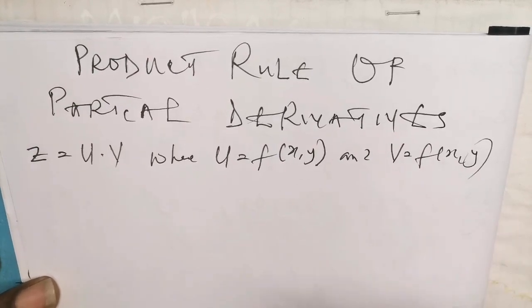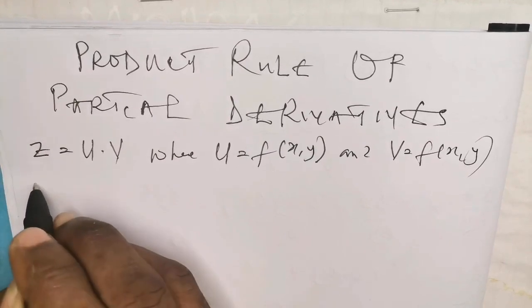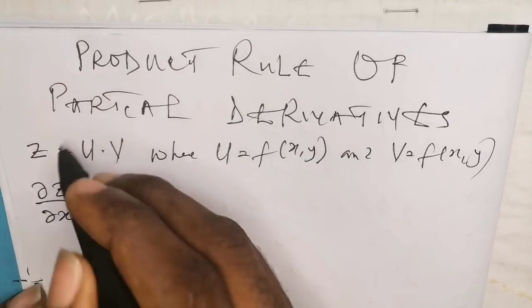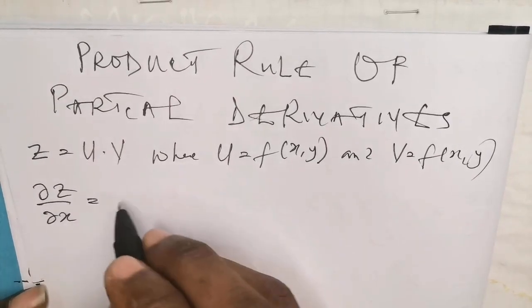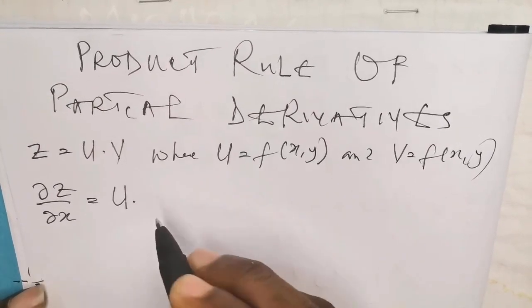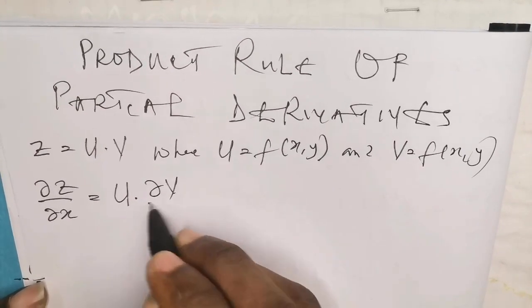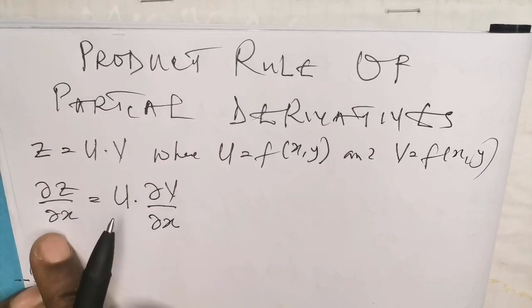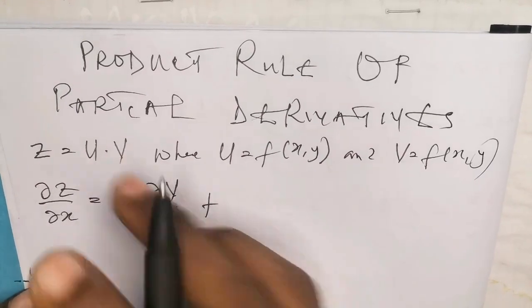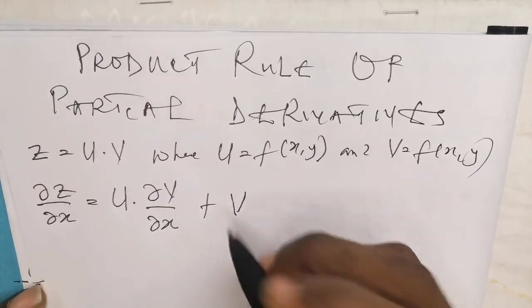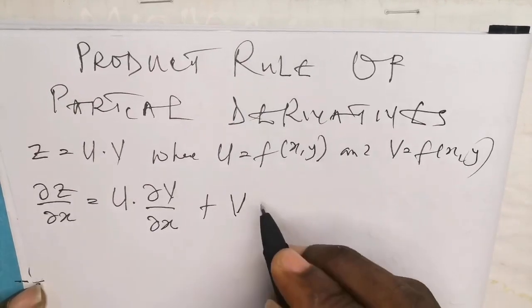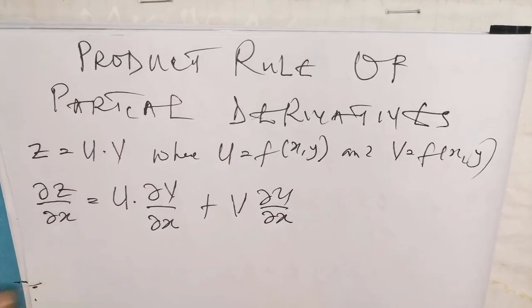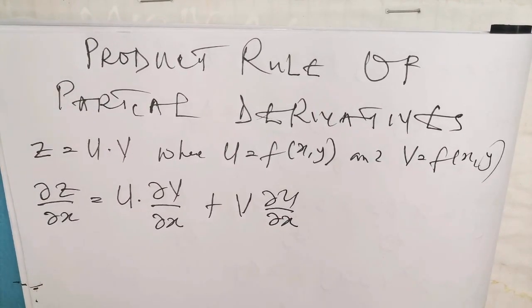And what is the product rule? Let's say I want to differentiate Z with respect to X. By product rule, you keep the first variable constant, so you hold U as a constant, differentiate V partially with respect to only X, since I am to differentiate Z with respect to X, plus, now you keep the second variable constant, hold V as a constant, now differentiate U also partially with respect to only X. So this is simply the idea behind the product rule.